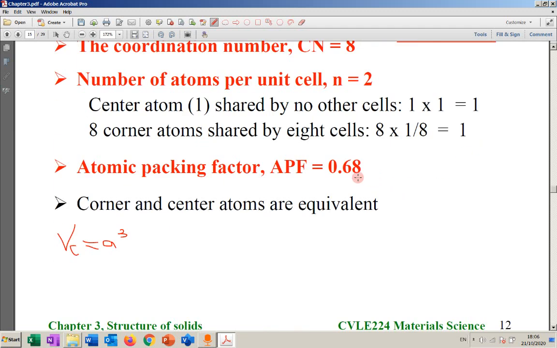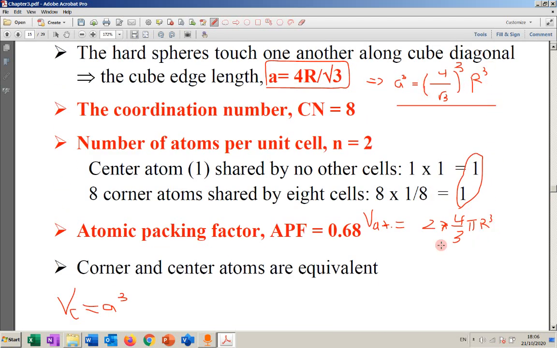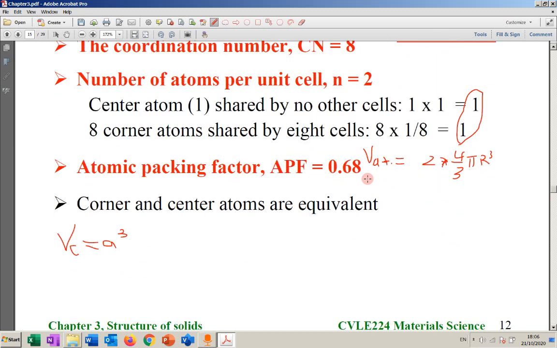We have the volume. And how many atoms do we have? We had 2 atoms, and 2 times the volume of an atom. We know that they are spheres, so 2 times 4 over 3 pi r cubed. Then you know that this r cubed, this one divided by this one is going to give us 0.68 as the atomic packing factor. So it's lower than the FCC. FCC is the highest, so far the highest atomic packing factor.